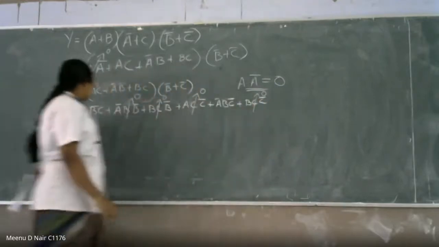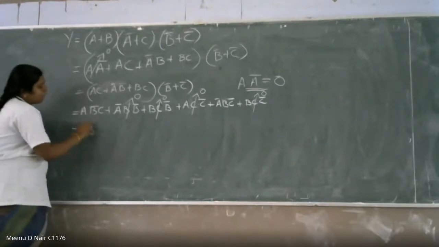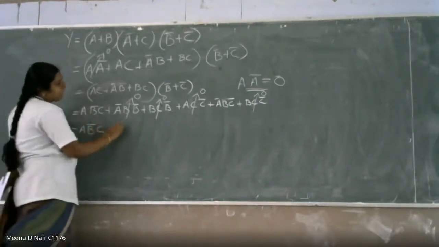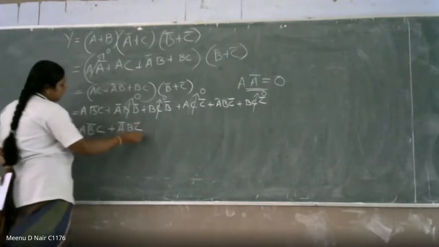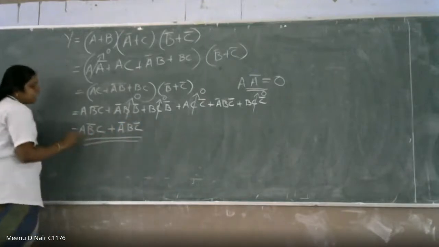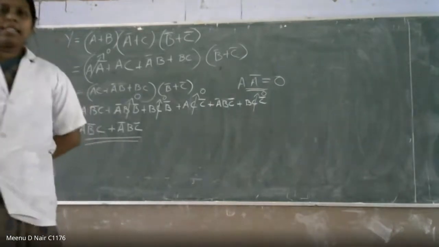So what is the remaining thing here? Here it is A B bar C plus A bar B C bar. This is the final answer: A B bar C plus A bar B C bar.